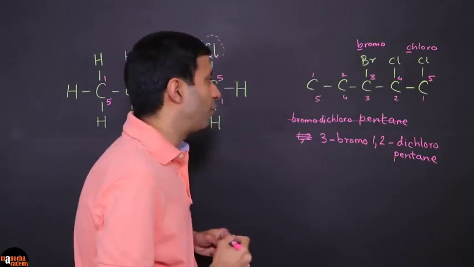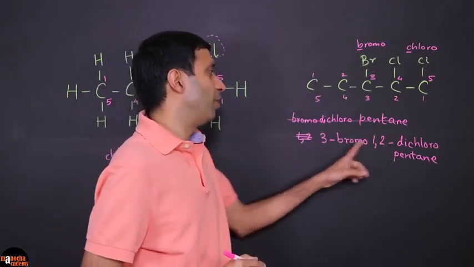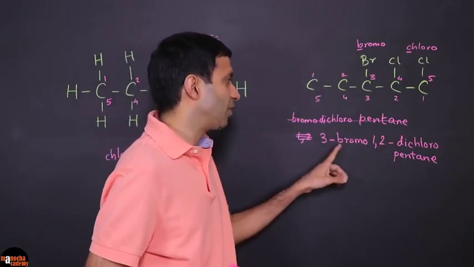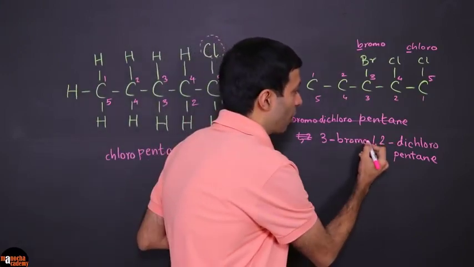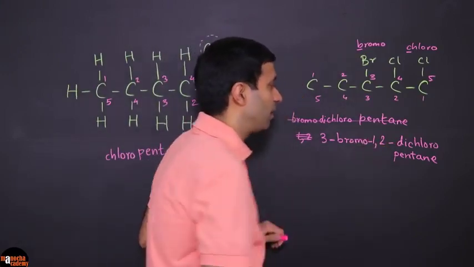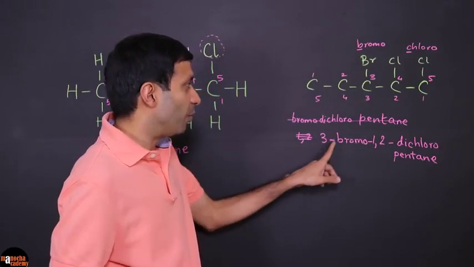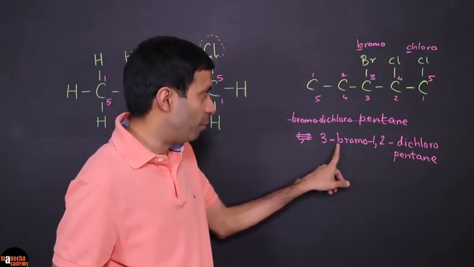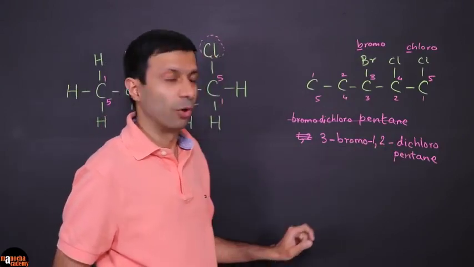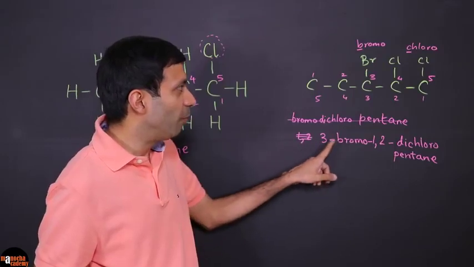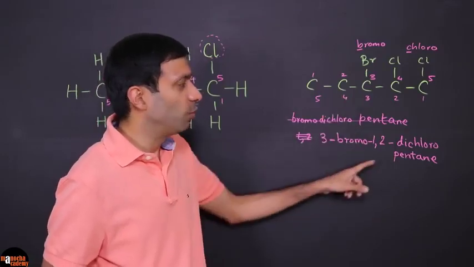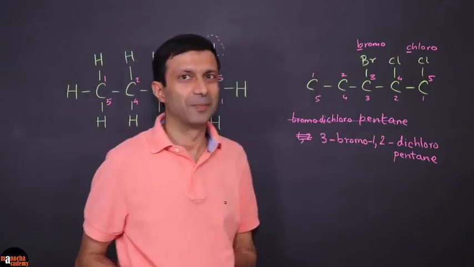So note these things carefully: between the number and the letter, you can see there's a dash. Between the numbers, there's a comma, and there's a number and a letter here. So again a dash, and we went in alphabetical order. Bromo, B, came before chloro. So you can see it's a 3-bromo-1,2-dichloropentane.